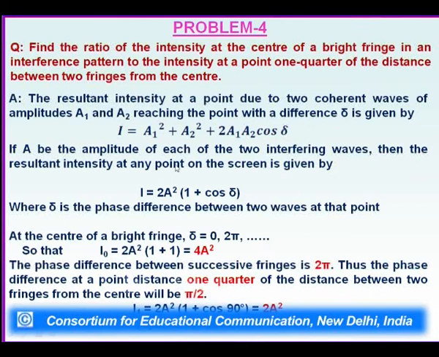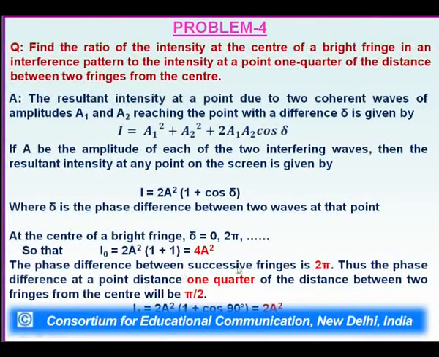If A be the amplitude of each of the two interfering waves, then the resultant intensity at any point on the screen is given by A1 is equal to A2 is equal to A. Then we can write intensity is equal to 2A square (1 plus cos delta), where delta is the phase difference between the two waves at that point. If we talk about the bright fringe, then delta is equal to 0, 2 pi, 4 pi and so on. So I naught, the intensity at the first point where delta is equal to 0, is equal to 2A square (1 plus 1), which is 4A square.